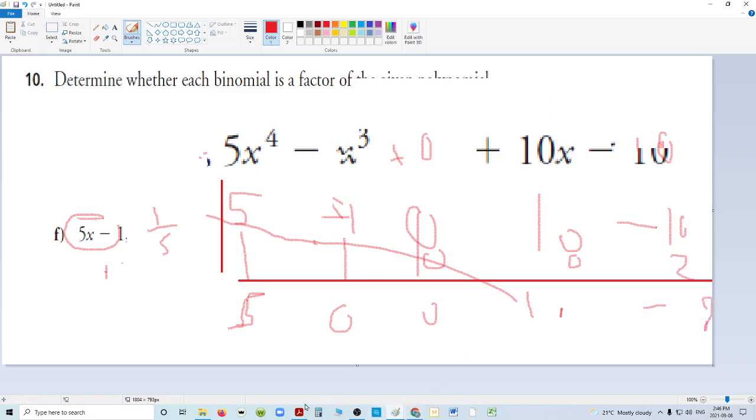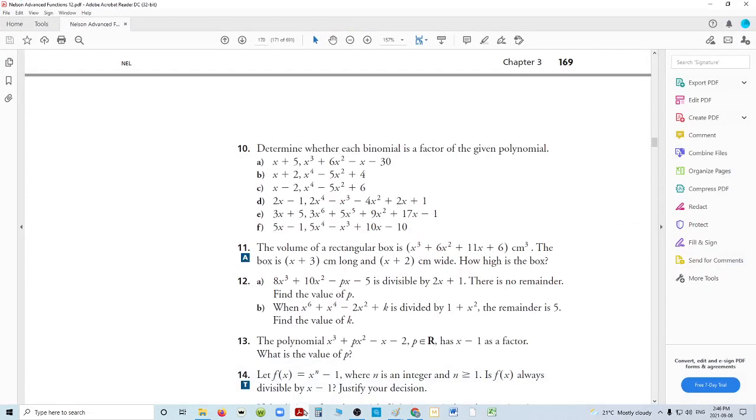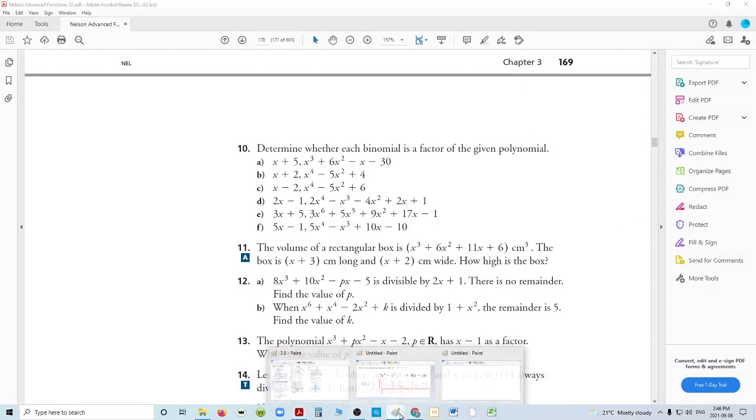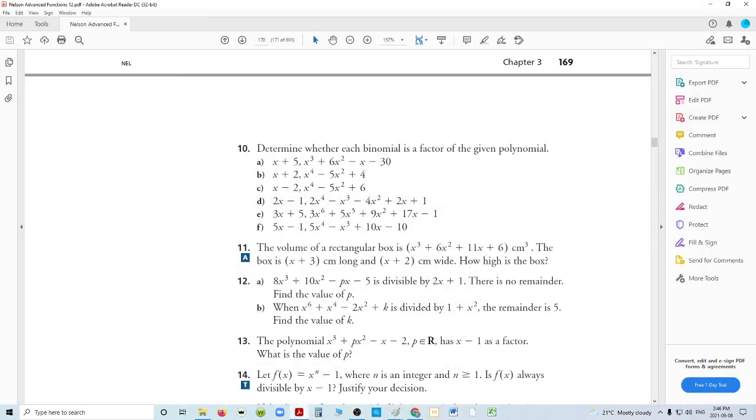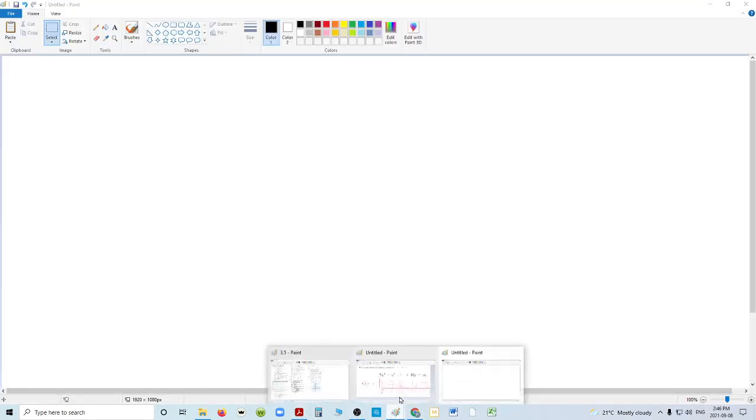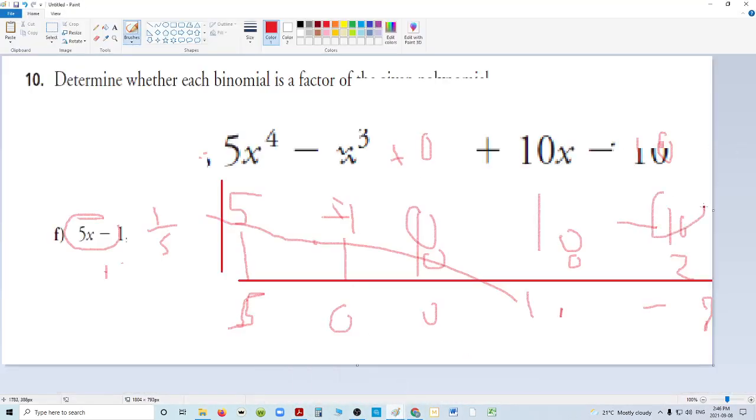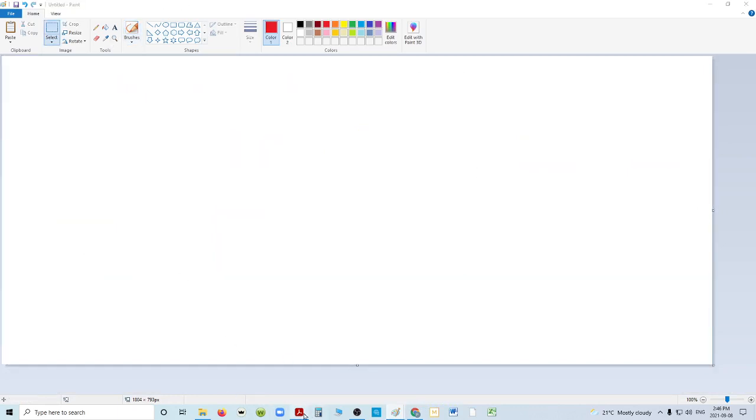Huh. I'm pretty sure the book said that it was a factor. Let's see what the book says and see how I screwed up. No, it says not a factor, not a factor. They're all not a factor except for the first two. So it's not a factor because the remainder is minus 8, which is indeed what we got, I think. Let's see. We got minus 10 plus 2, minus 8. Yeah. Well, good not to screw it up.